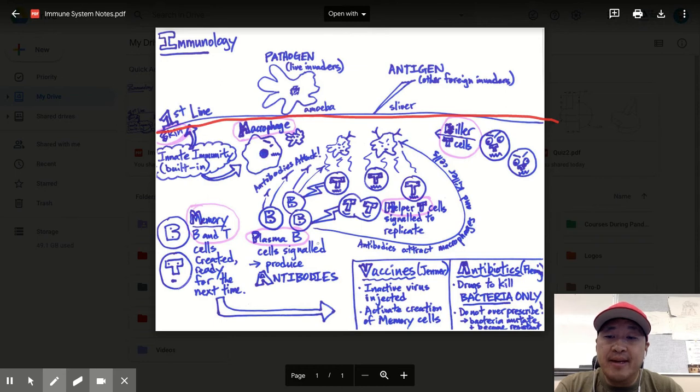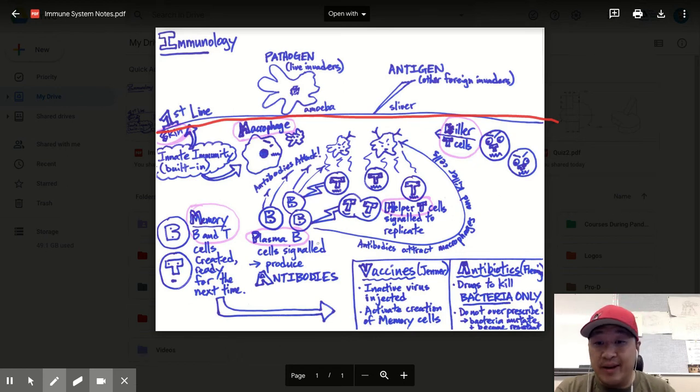And then after that's done, we don't need all these white blood cells hanging around anymore. So they destroy themselves. Otherwise, you would have swelling and redness all the time, right? And we wouldn't want that. So once it's finished, once the pathogen or antigen has been taken care of, they destroy themselves.